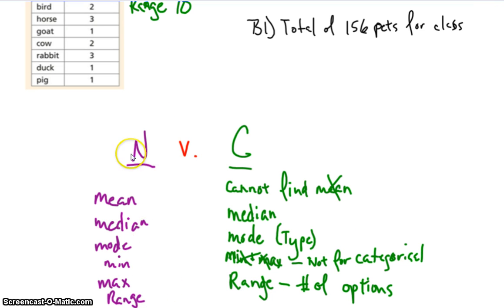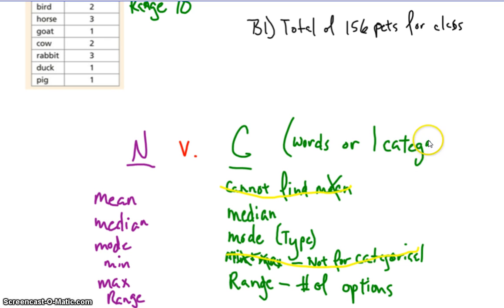So in numerical data, we can find all of those, and they're going to be numbers, exactly like what we covered. For categorical, we're not going to be able to find the mean. We're not going to be able to find minimum and maximum. And the things that we can find, all three of those are going to be words, or one of the categories. We can't really cut a category in half. So that's another reason why mean is going to be hard to find. So categories.